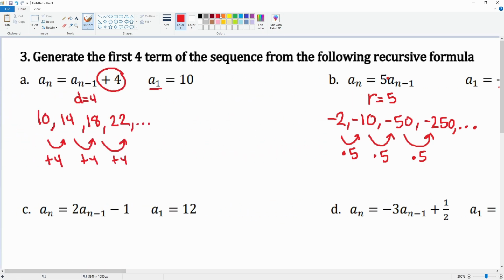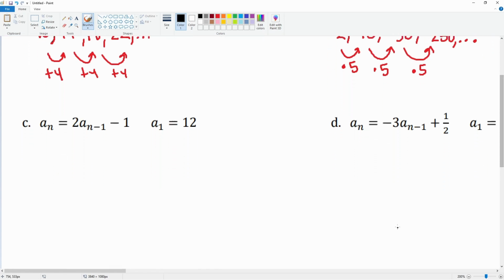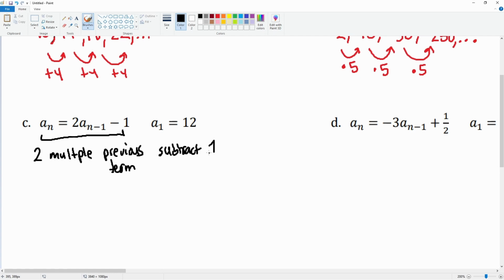A and B are pretty straightforward because A is an arithmetic sequence, as it has a common difference. B has a common ratio because it is geometric. But notice C and D, they don't follow either arithmetic or geometric. So we have to translate this into English, okay? What this means is we're going to take 2 and multiply it by the previous term. Then we're going to subtract 1. That is the translation of the recursive formula in English.